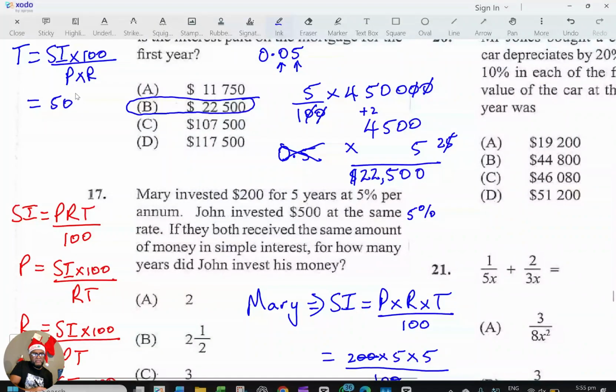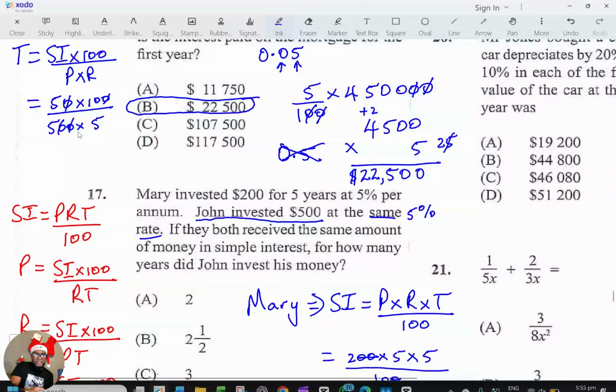50 multiplied by 100 over my principal. Now that's John's principal we're dealing with there, guys. John's principal is 500 and it's the same rate. The question said it at the same rate, so same 5%. So let's start to cancel things here.